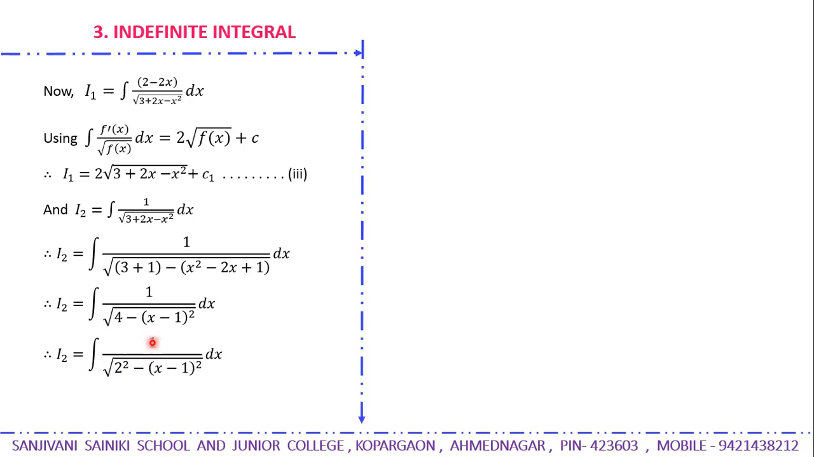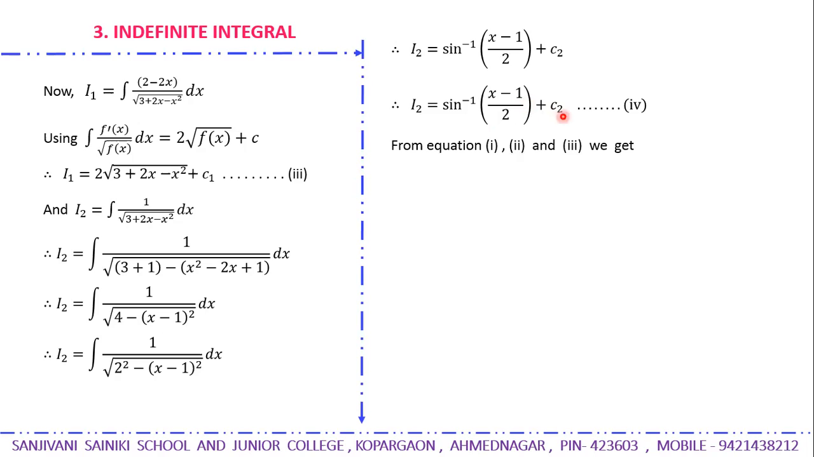So the given integral is in the form of 1 upon root (a² - x²), and its integral is given by sine inverse of x by a. So I2 is sine inverse of (x - 1)/2 + c2.